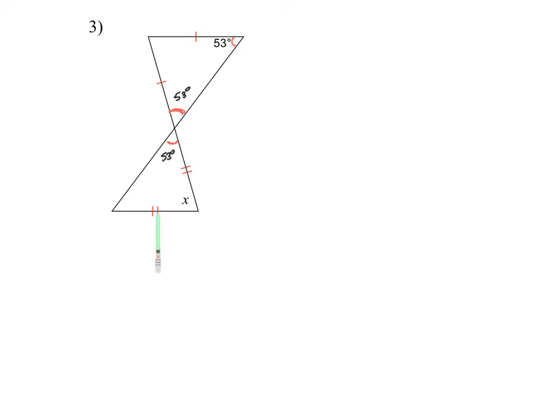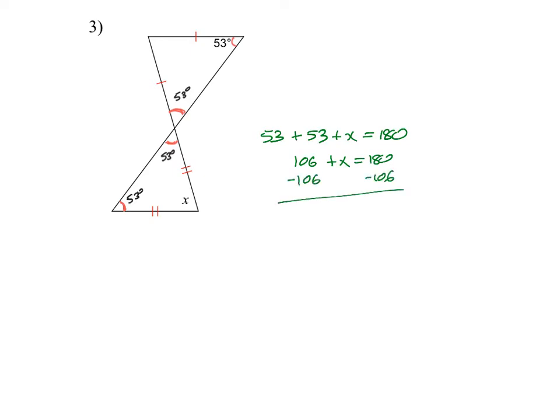Because these two sides are congruent, this angle, the 53 that I just wrote, and this one over here are also congruent. So this one is 53. So I now have that 53 plus 53 plus x equals 180. So 106 plus x equals 180, minus 106. So x equals 74 degrees.